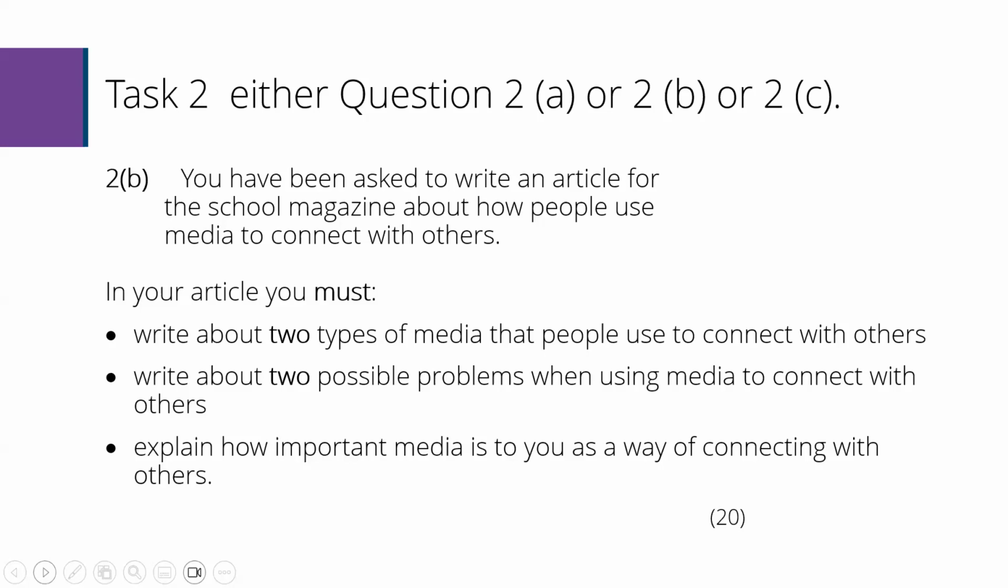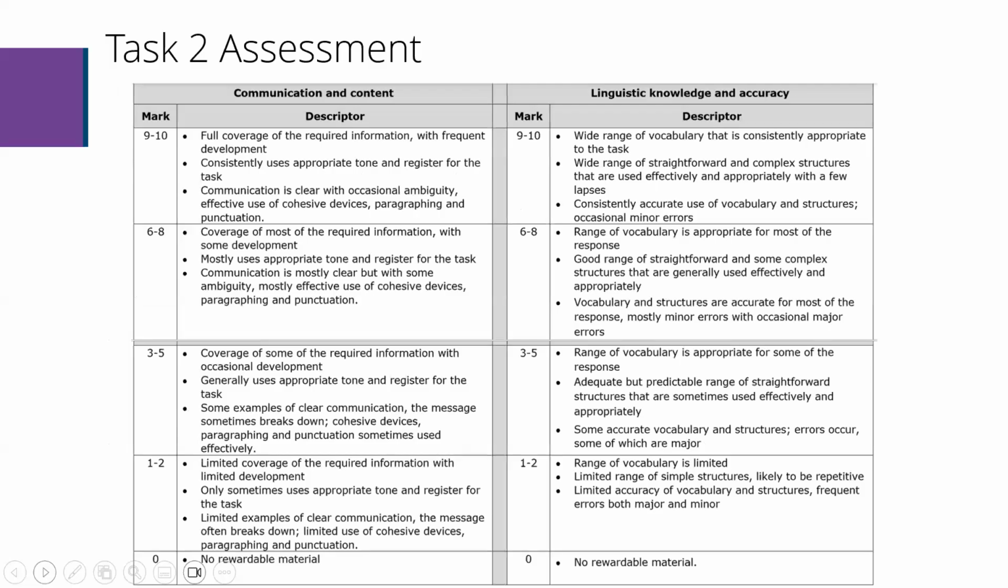The how important means that we're looking for opinions, and for justified opinions. At a more sophisticated level, students may say, I like this aspect because, and I dislike this aspect because, so there's something evaluative going on for the students at the top end. And so you see the mark scheme now is a mark out of 10 for each of those 2 components: communication and content, and linguistic knowledge and accuracy. We've got full coverage of the required information with frequent development.